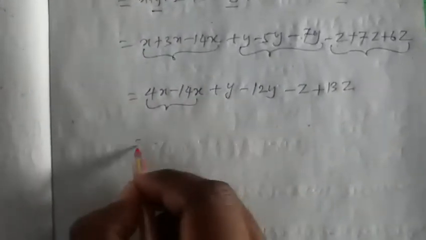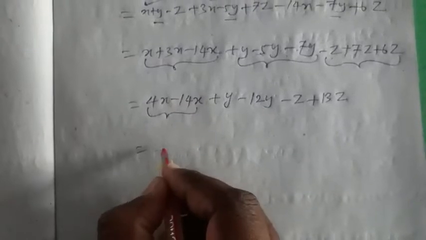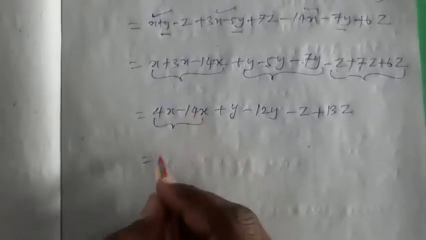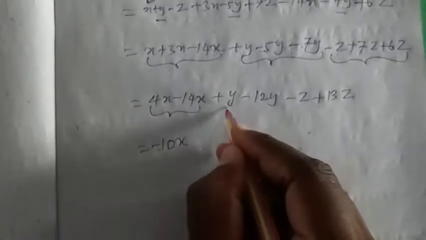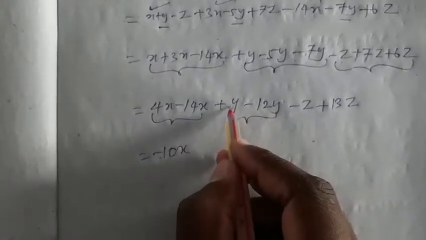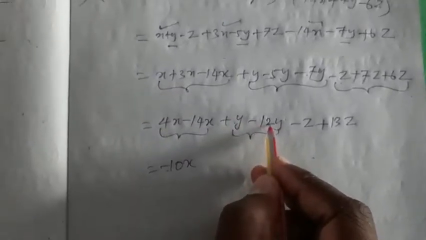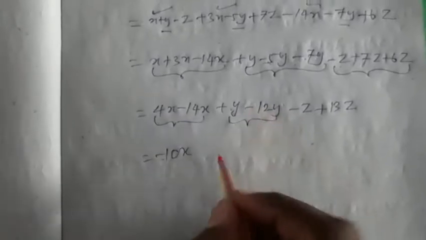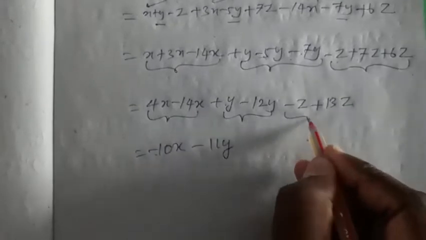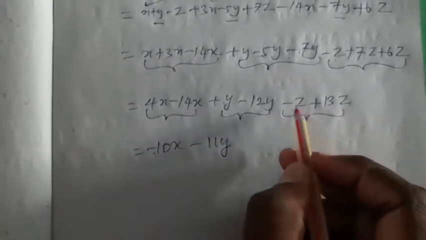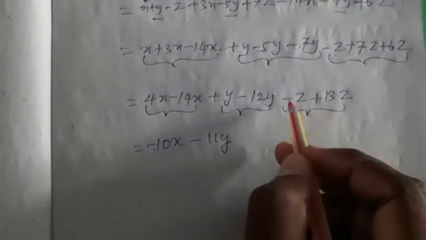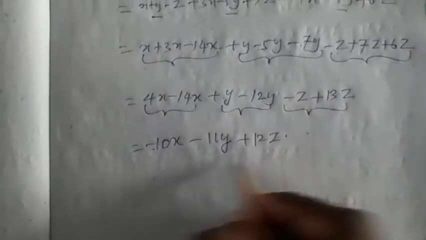Next, see that 4x minus 14x are like terms. So 4 minus 14: what is the greater number? 14, and the sign of 14 is minus, then minus 10x. Next y minus 12y: 1 times y minus 12 times y. The greater number is 12, its sign is minus, therefore minus 11y. Next minus z plus 13z: the greater number is 13, so 13z minus 1z, we get 12z. This is the required solution.